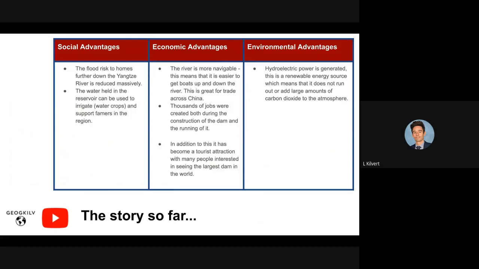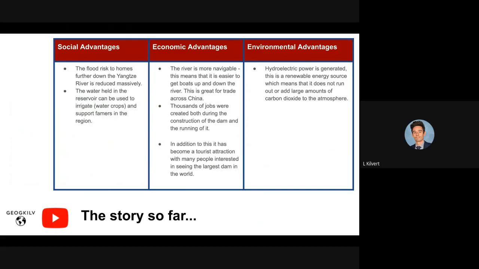We've also talked about some of the environmental advantages, and these are very much on a global scale, because hydroelectric power is generated, which is a renewable energy source that doesn't use any fossil fuels, which in turn doesn't contribute to global warming and carbon dioxide in the atmosphere.